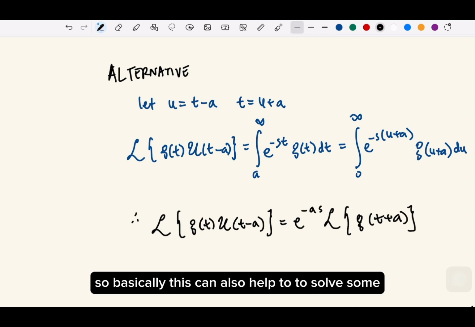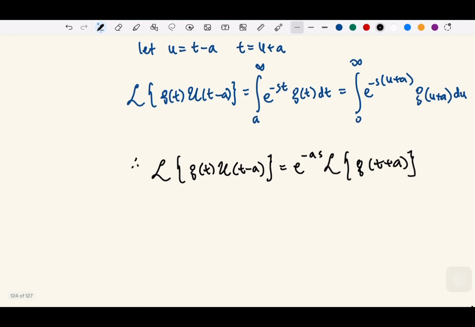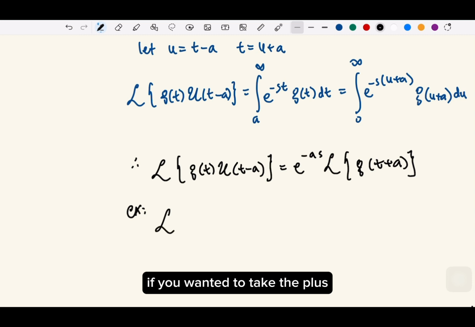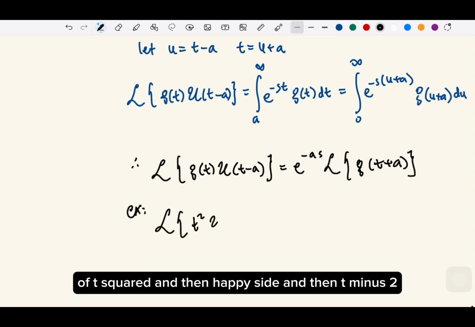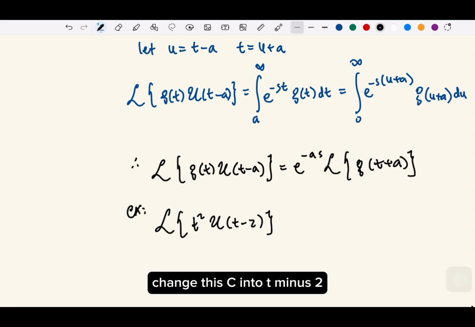So basically, this can also help to solve some problems. For example, if we want to take the Laplace of t squared times Heaviside of t minus 2. If you want to change this t into t minus 2 and then use some algebra to make it into different structures, it will take time.